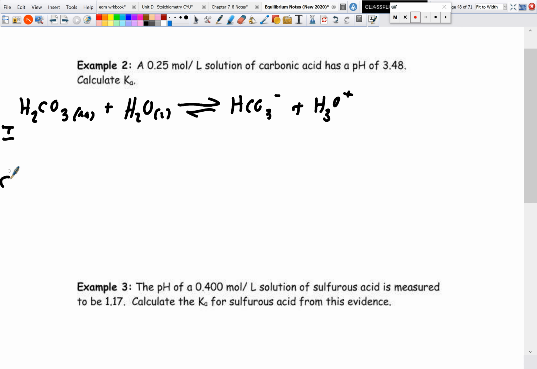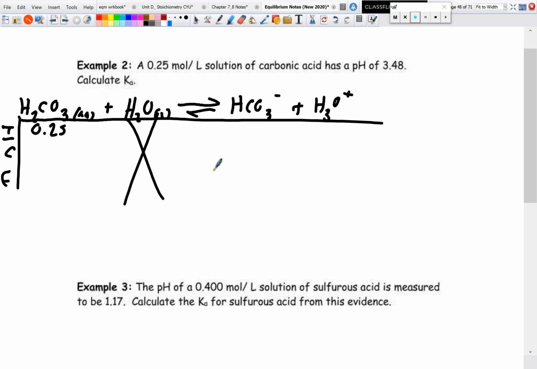And of course, we want to construct our ice table as well. So initially, we have 0.25 for the carbonic acid, we cancel out the water, and our products are 0 and 0. Our carbonic acid minus x, our hydrogen carbonate ion plus x, our hydronium plus x. We get 0.25 minus x, x, and x.